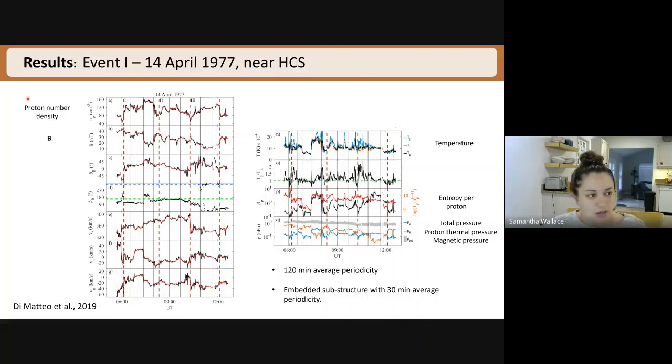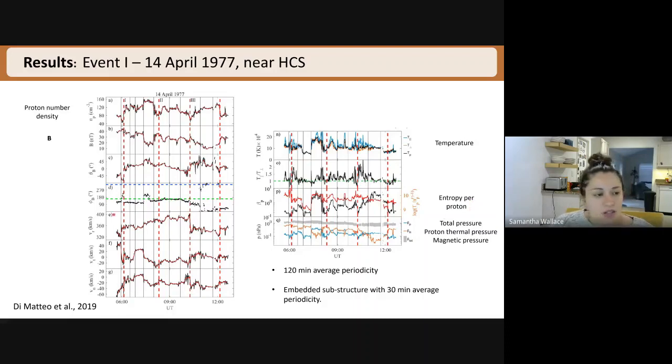We have proton number density here, magnitude of the magnetic field, temperature over here, and plasma beta in black here. And then the red is the entropy per proton. Entropy per proton is an interesting observation because it has been shown to empirically follow charge state measurements. So when that conserved quantity, charge state, is not available, this is a good tracer of that. We can look at that as well.